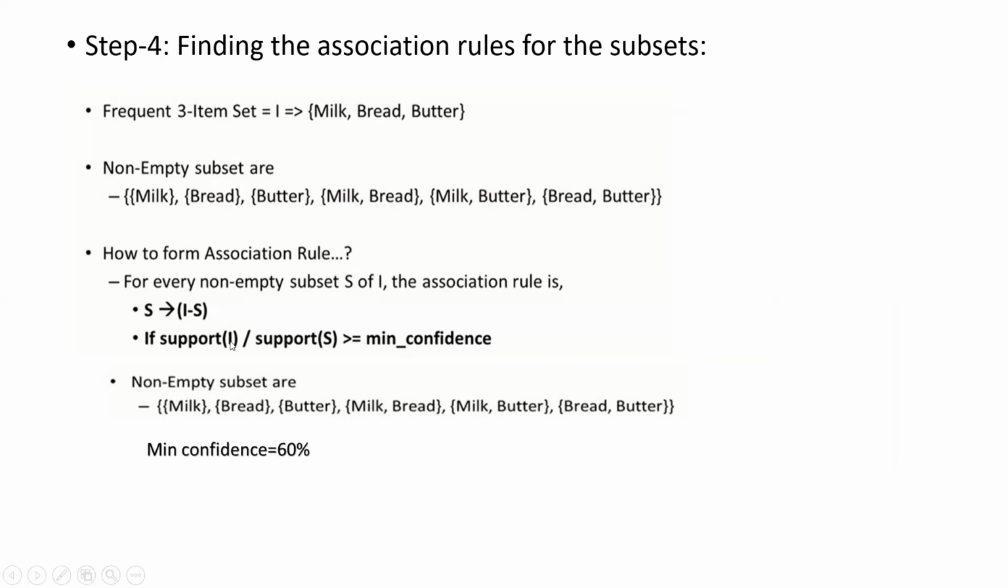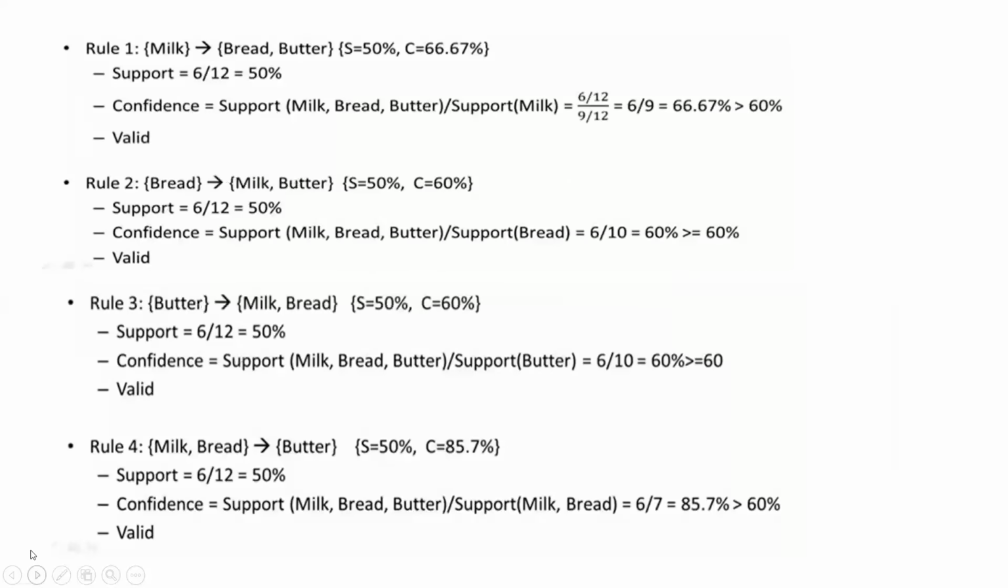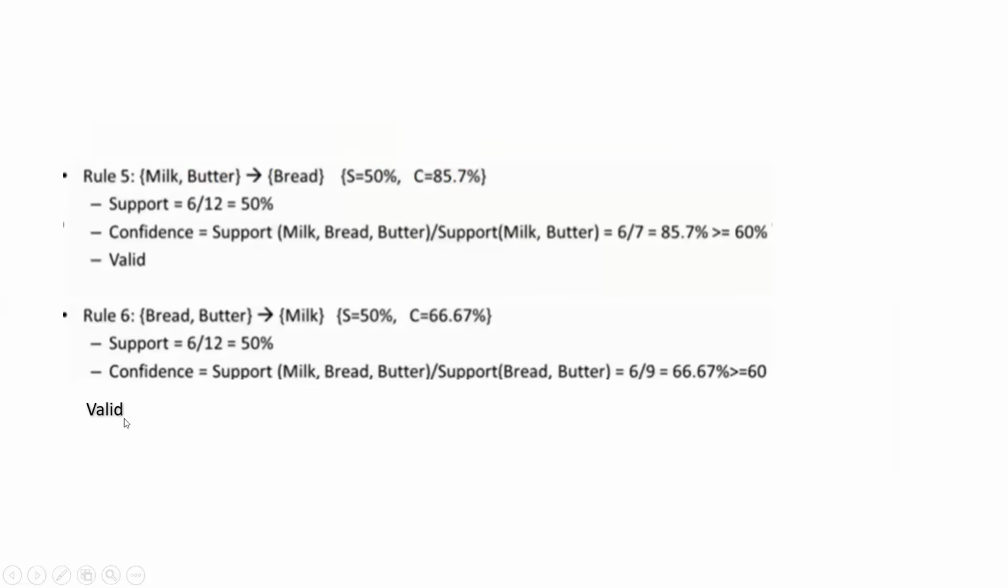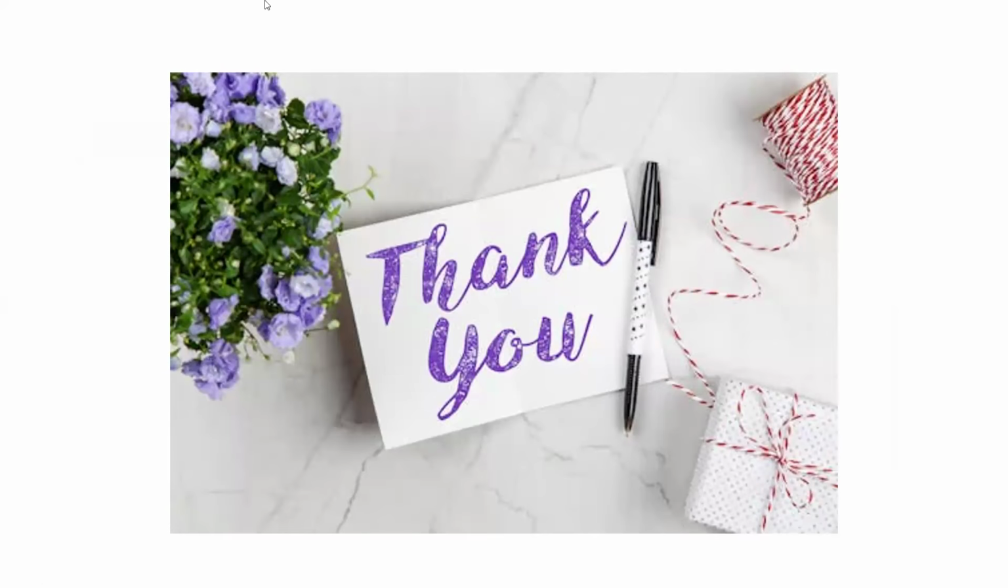And support of I will be this milk, bread, butter. In the previous it was 6 only. So 6 divided by support of S. Support of milk you will get from the first table, support of bread from the first table, butter will also come from the first table, and the 2 combinations you will get from the second one. And you calculate this, and you will get all the rules. From that you will find out whether each is valid or not. Okay. This much only, actually, about the Apriori algorithm. Hope everybody understood. Thank you.